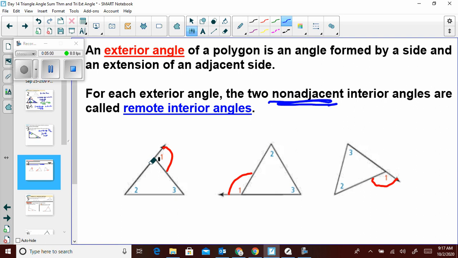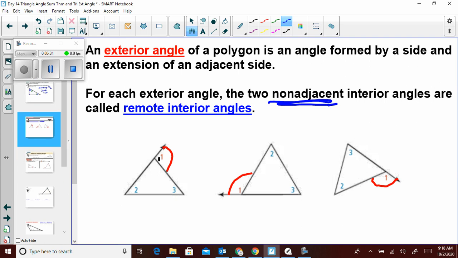So if this is angle 1, angles 2 and 3 would be the remote interior angles. These two angles are not adjacent to 1. So this is the exterior angle. These are called the remote interior angles. Remote interior angles, so like remote learning. Teacher, you guys: I'm the exterior person. You're the remote learners. Okay, look at that connection.